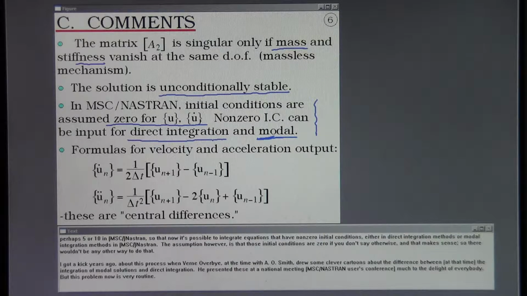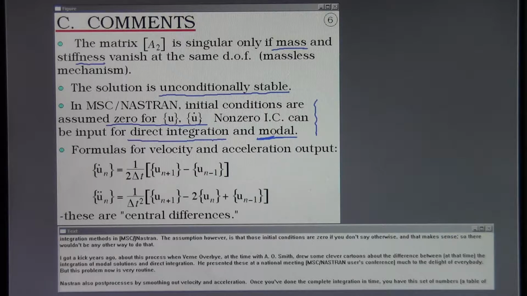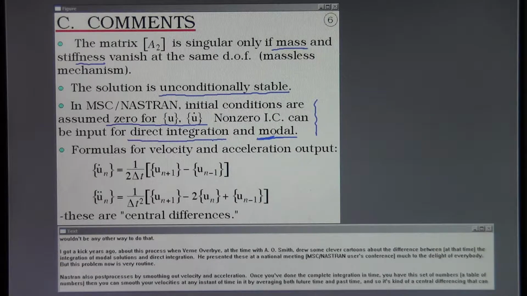I got a kick years ago about this process when Vern Overby, at the time with A.O. Smith, drew some clever cartoons about the difference between, at that time, the integration of modal solutions and direct integration. And he presented these at a national meeting, much to the delight of everybody. But this problem now is very routine.